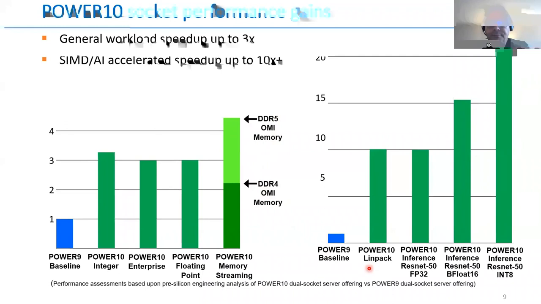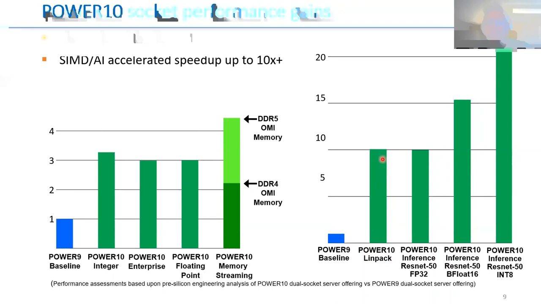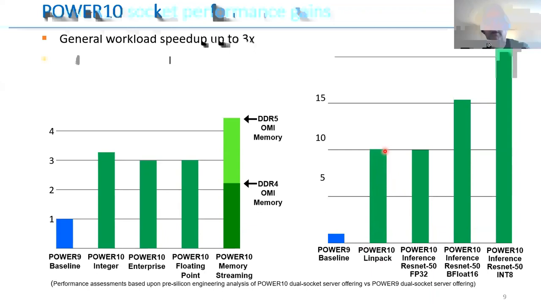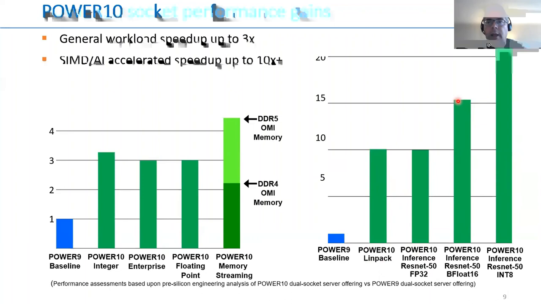Because of some additional hardware that we did for HPC, machine learning and deep learning, the improvements over POWER9 are much higher for that class of applications. For example, in LINPACK, we can see a 10x improvement, module to module, POWER9 to POWER10. On inference with ResNet 50 at single precision, it's also a 10x. If we go to BFloat16 and INT8, the reduced precision inference, which is becoming more popular, again, we have additional hardware and the improvements over POWER9 can be 15x and even 20x.